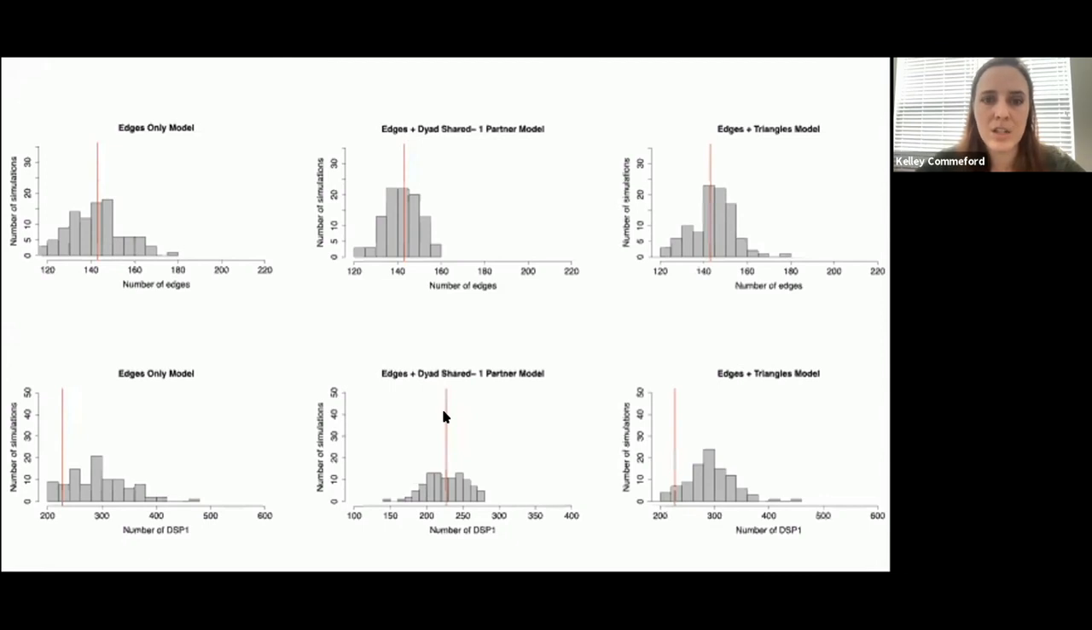And then we also looked at the edges and triangles model. So if this edge will complete a triangle, it's more or less likely to happen, and compared to our observed value. The number of edges is our top row, and the number of dyad shared partners present in the network is our bottom row. Just by looking at this, we can see that by chance, triangles are more likely to happen than what we observed in our actual network, whereas the number of dyad shared partners might be an indicative feature of this peer instruction network.